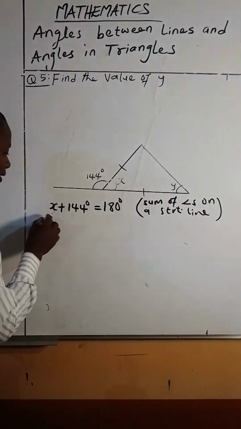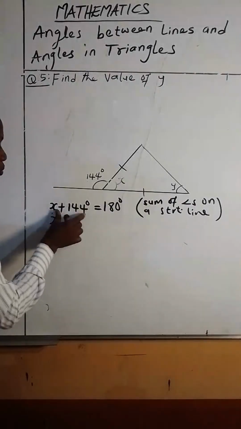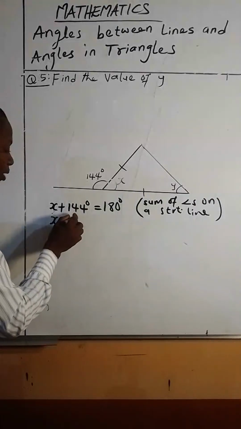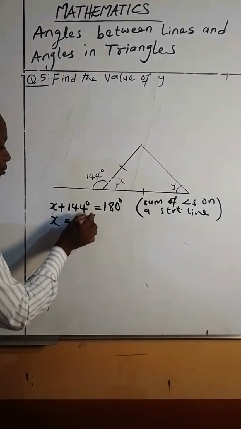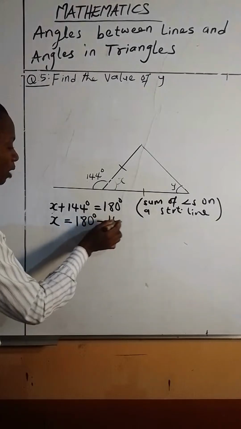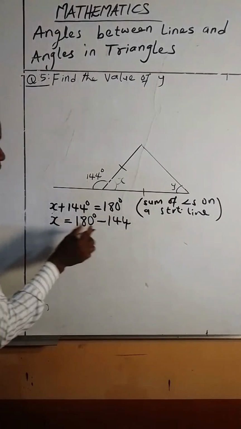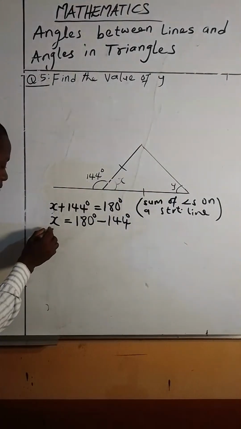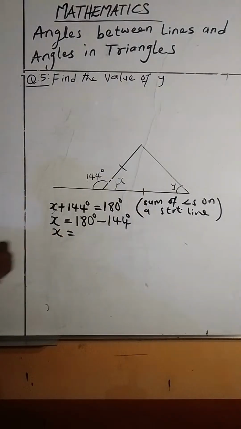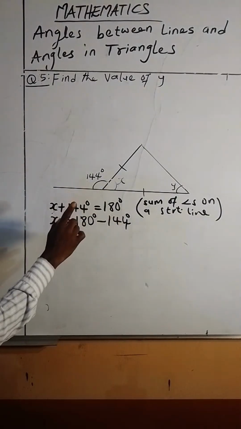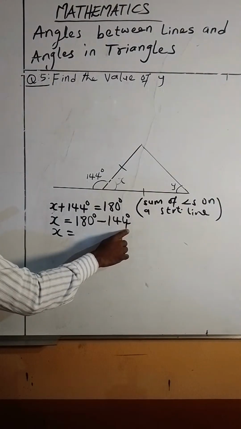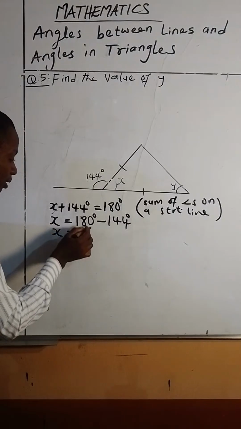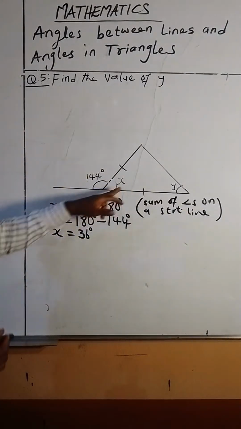Then it means that our x is equal to, we can take this plus 144 to the other side. So we now have 180 degrees minus 144 degrees, right? So if we do this, we are going to have our x to be 180 minus 140 will give us 40. Then 40 minus 4, 40 minus 4 is 36 degrees. That is for x, all right?